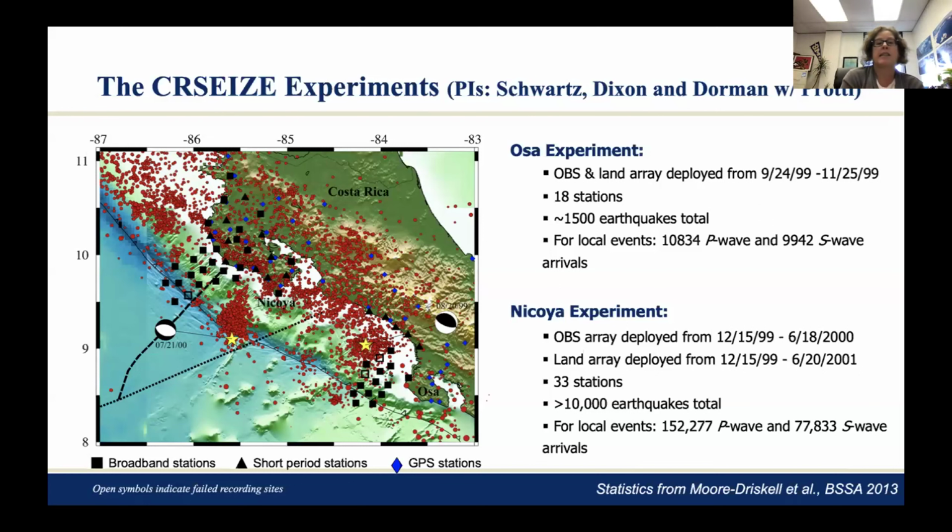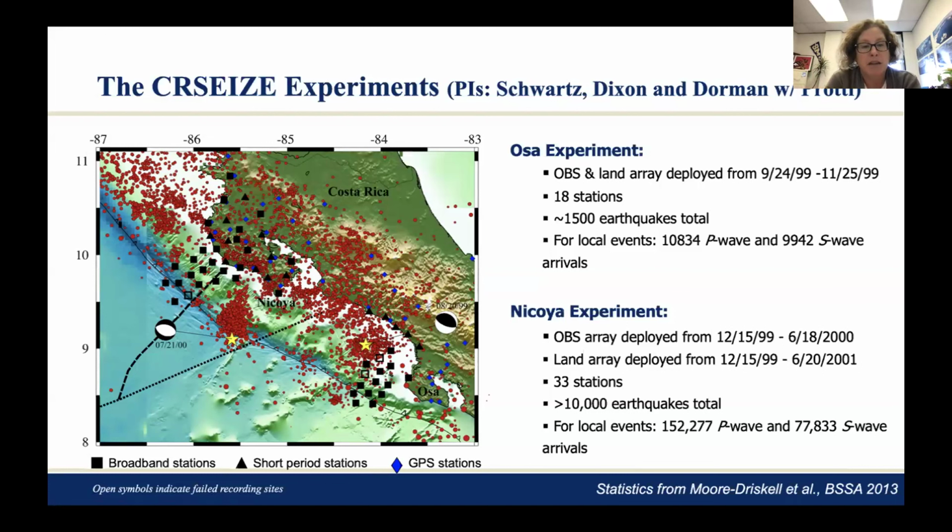Neither of these data sets have gone through any sort of modern machine learning or deep learning detection and association, though I do have a student working on that right now. The land data for these experiments is all archived with the EarthScope DMC. The OBS data is not archived with the DMC.